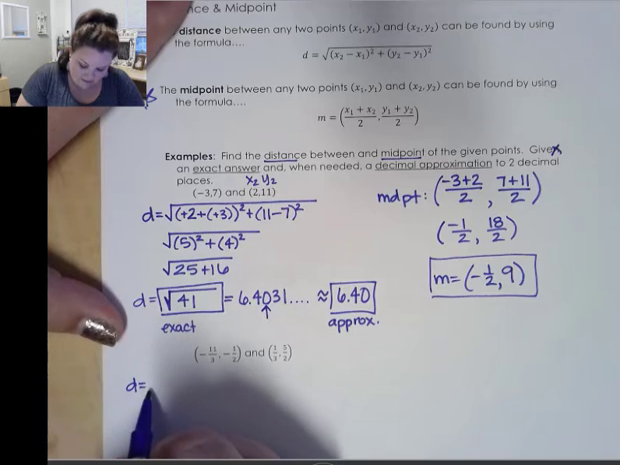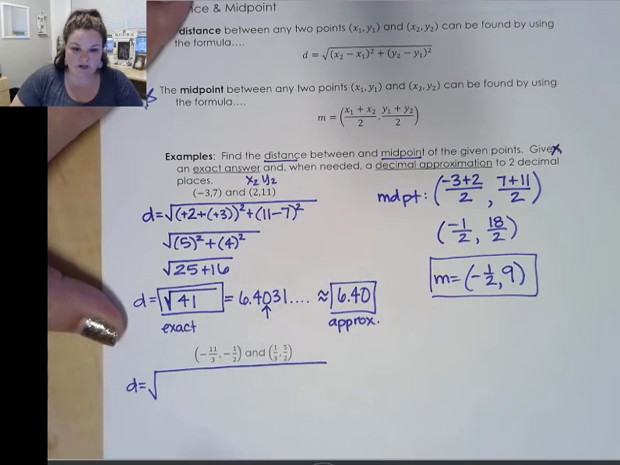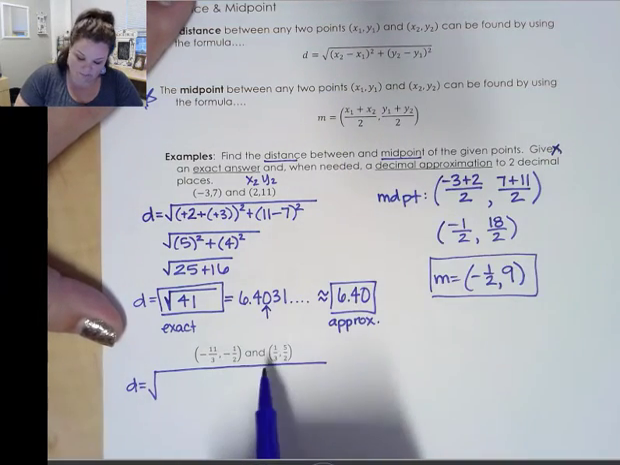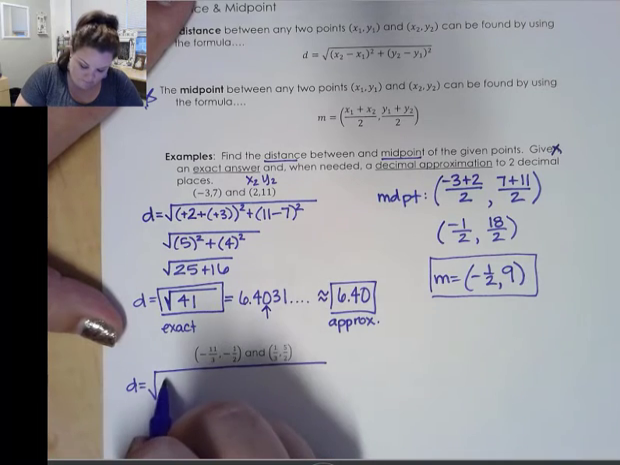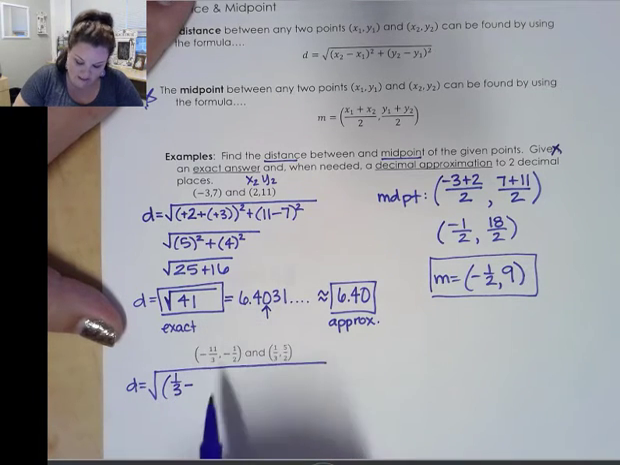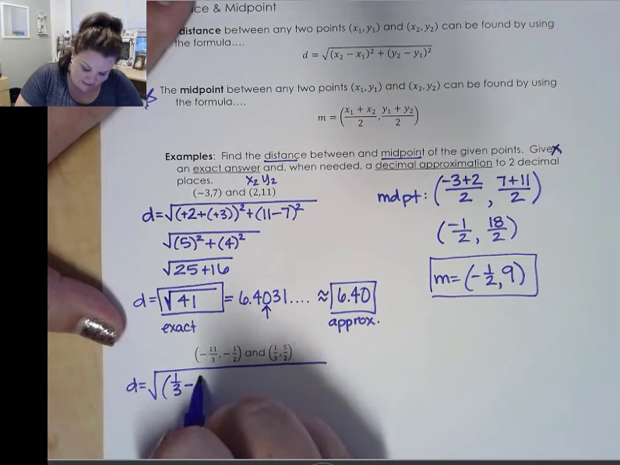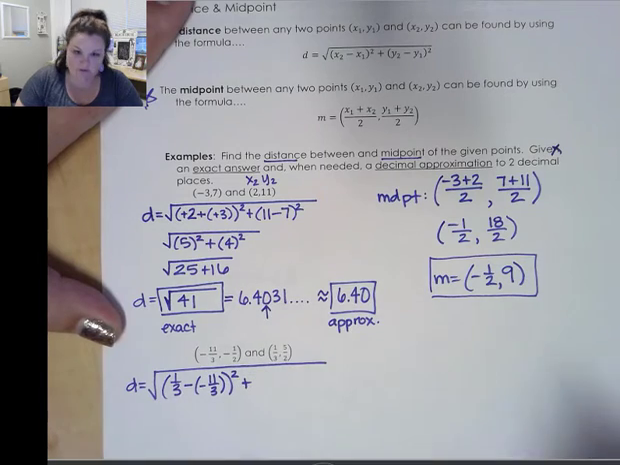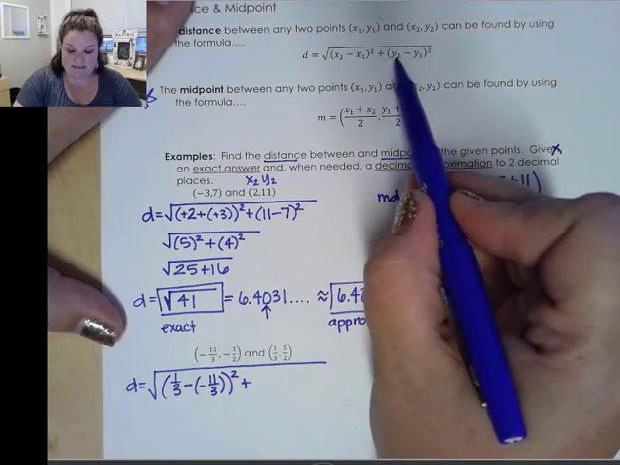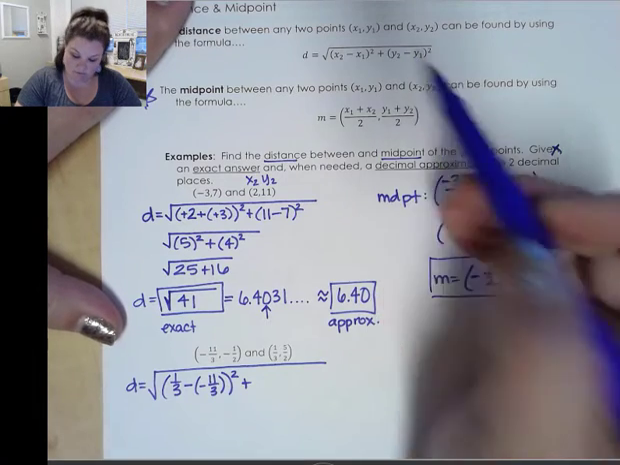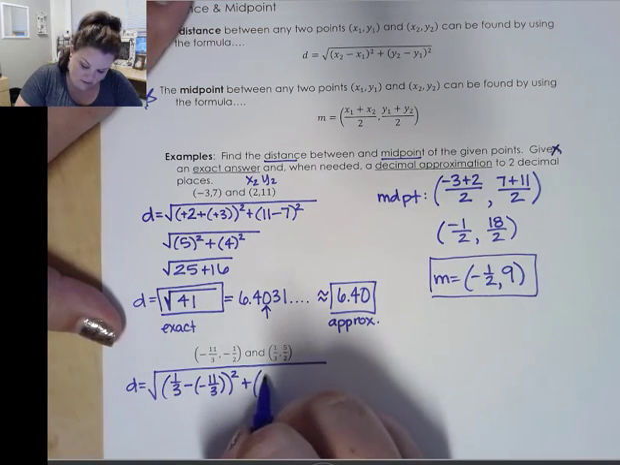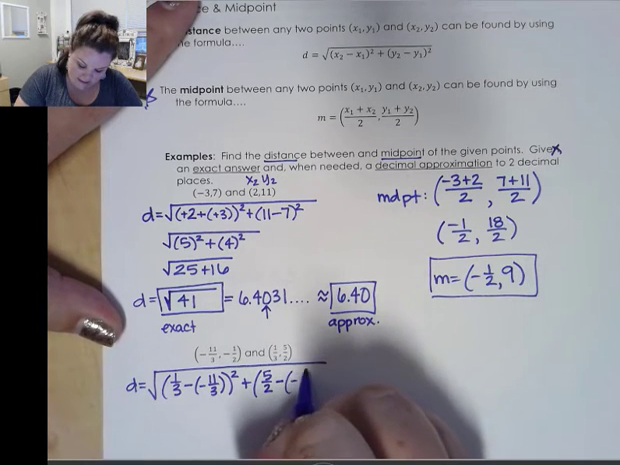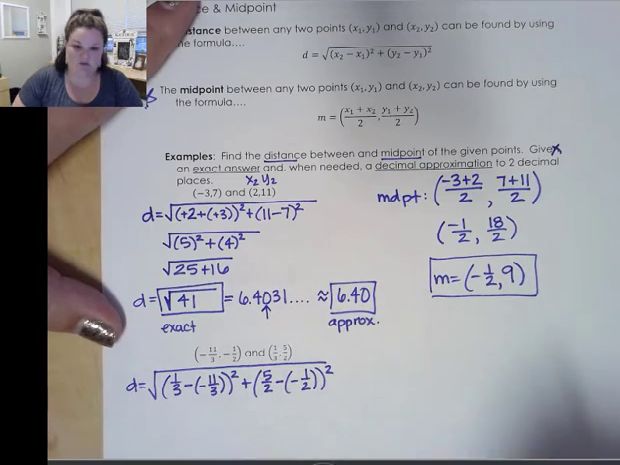So if I want to find the distance, I'm going to do the square root of my second x minus my first x. Here my second x is 1/3, so I'm going to do 1/3 minus my first x. My first x is -11/3, and that's squared. Plus, the next quantity is y2 minus y1, so my second y, which is 5/2, minus my first y, which is -1/2. And again, I square that quantity.